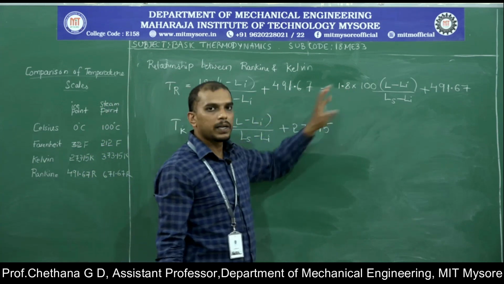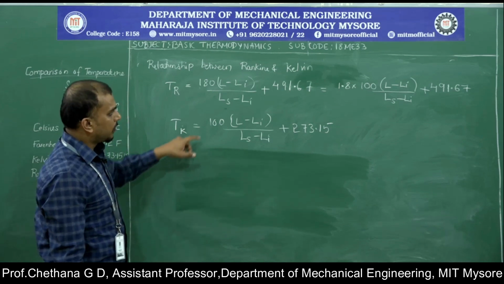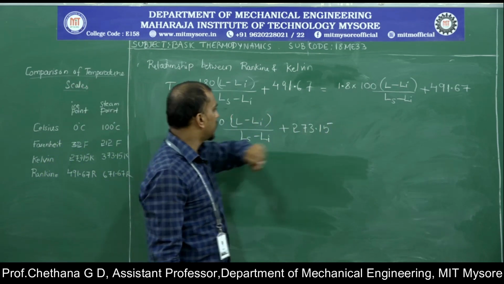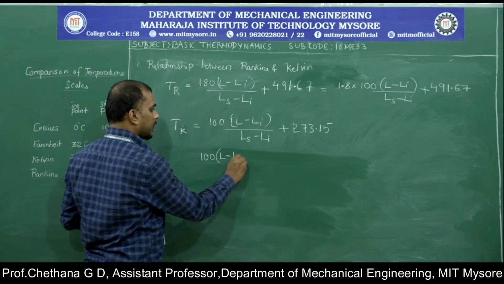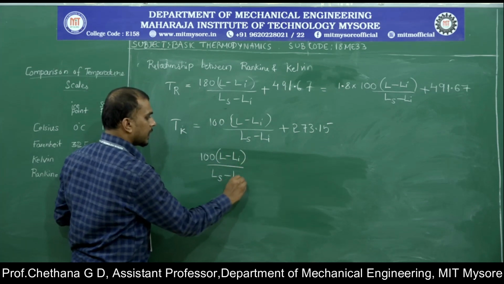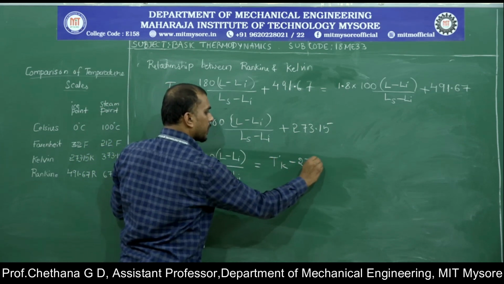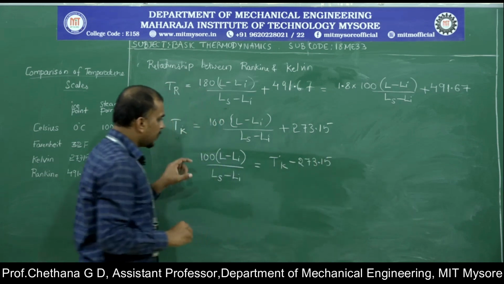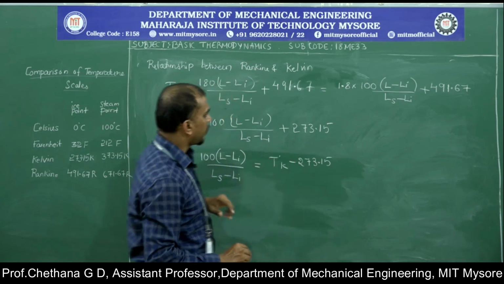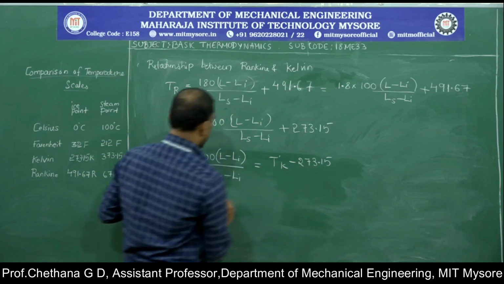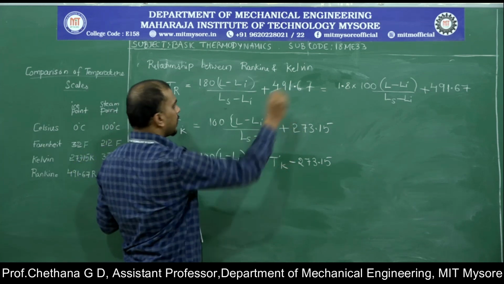What we are trying to get is this term. That's why 1.8 into 100, the same expression 180. It does not change the meaning of the expression. So we will simplify this term: 100 into L minus Li by Ls minus Li is equal to Kelvin minus 273.15. In this term here we can substitute Kelvin minus 273.15, substituting the value of 100 into L minus Li divided by Ls minus Li there.